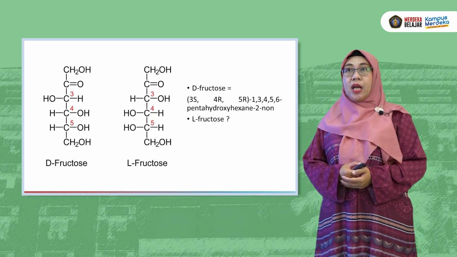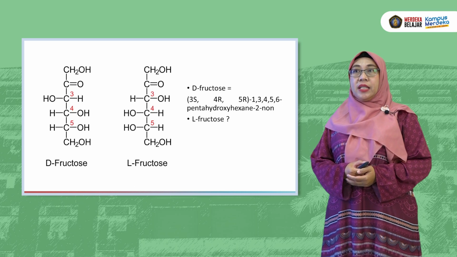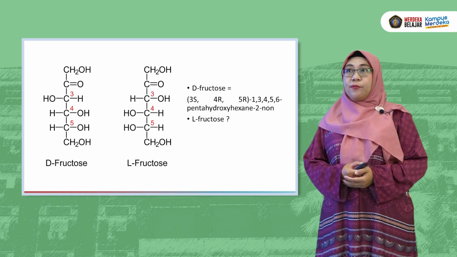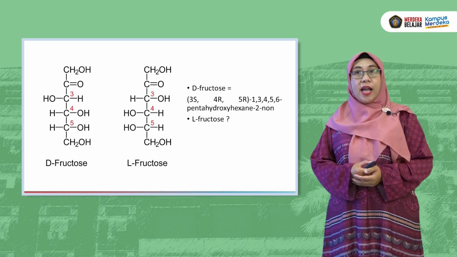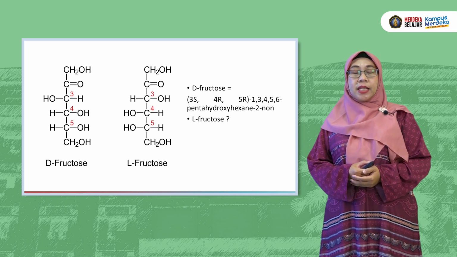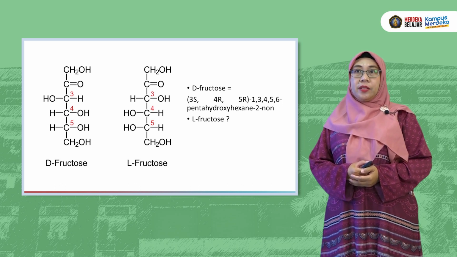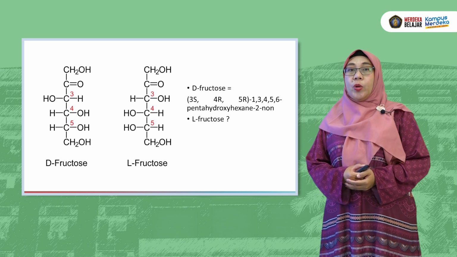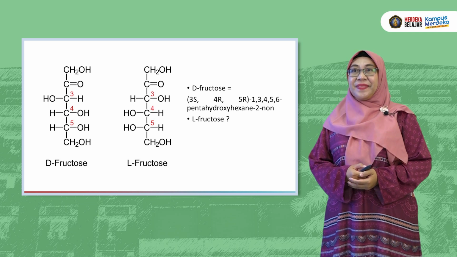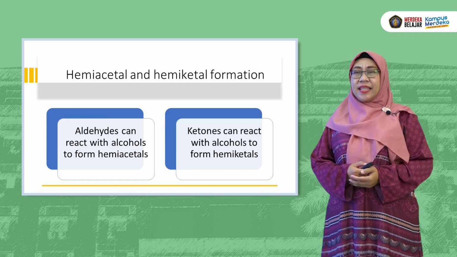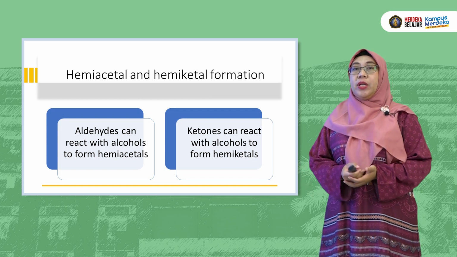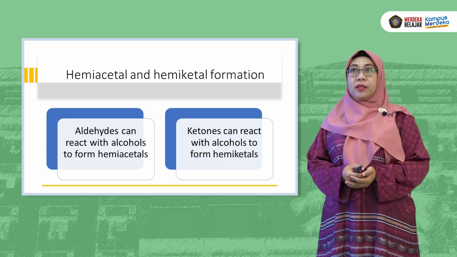D-fructose has 3 chiral carbon centers in C numbers 3, 4, and 5. So, their name is 3S, 4R, and 5R, and has 5 hydroxyl groups in C numbers 1, 3, 4, 5, and 6, and has 6 carbon atoms. For L-fructose, which is a mirror image of D-fructose, you should know their name. Okay? Monosaccharides exist in equilibrium between a linear and cyclic form, with the cyclic form being highly preferred.